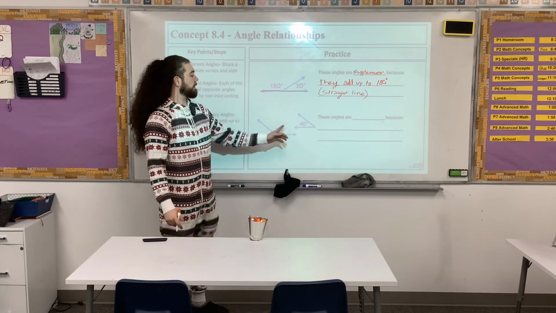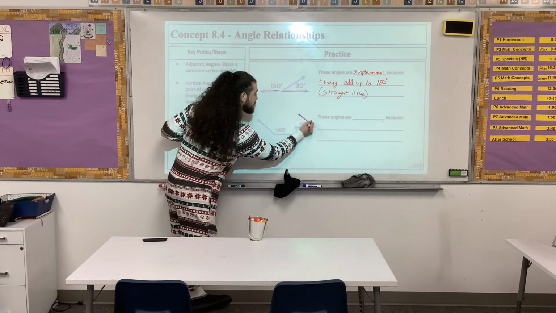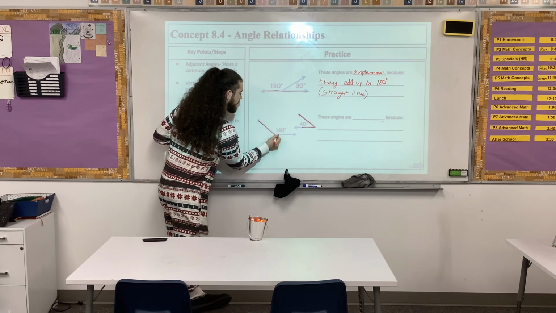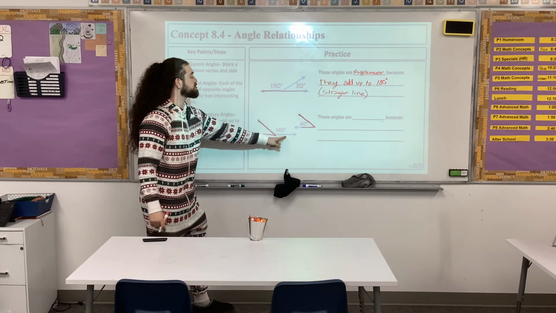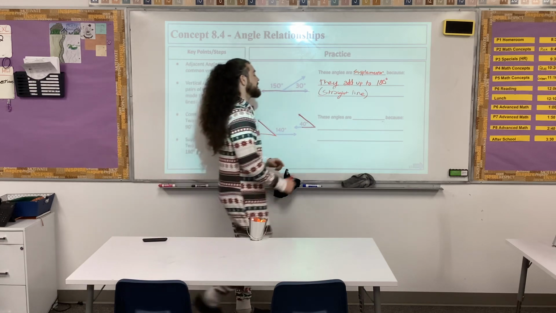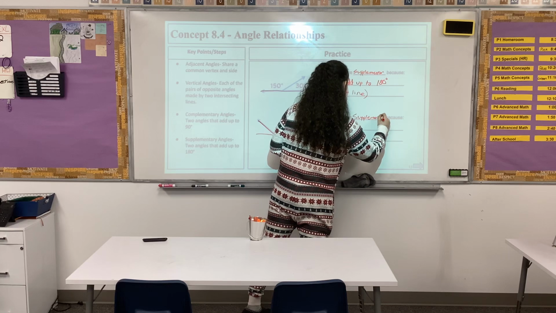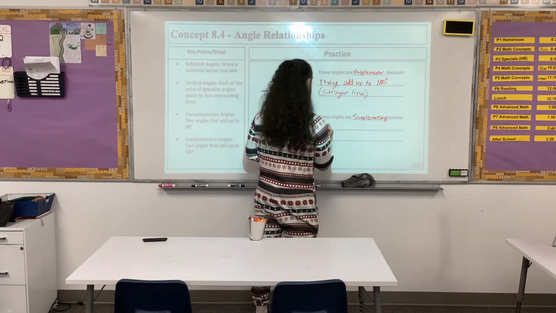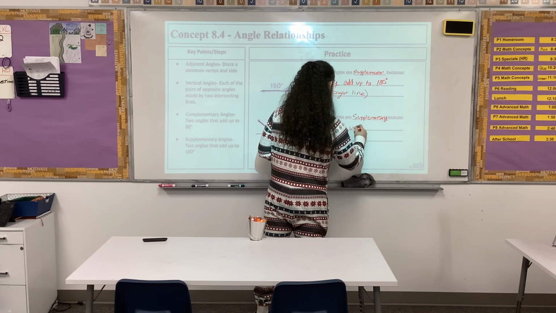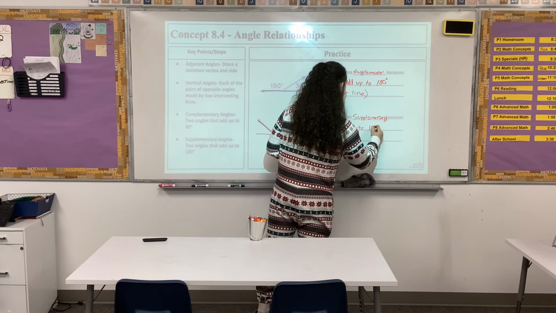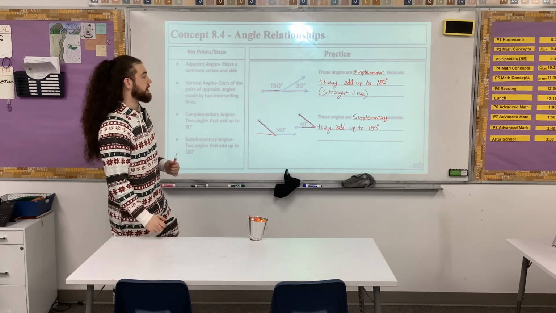And 140 plus 40 gives me 180. If I were to grab this angle right here and move it over, it would give me a straight line. So it is supplementary. These angles are supplementary because they add up to 180 degrees. Right? They make a straight line.